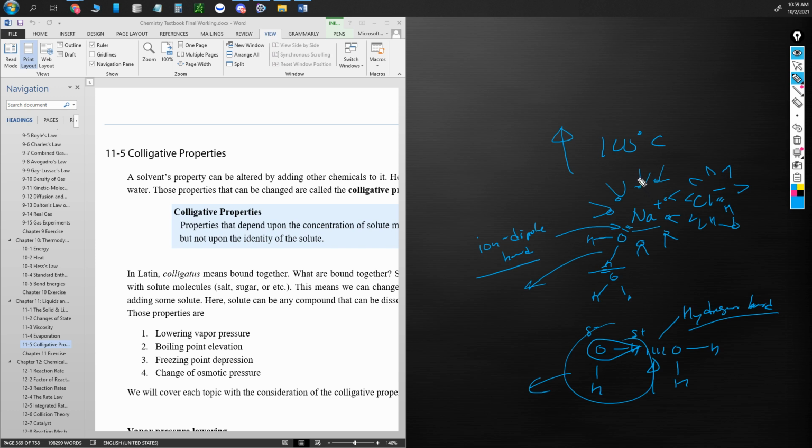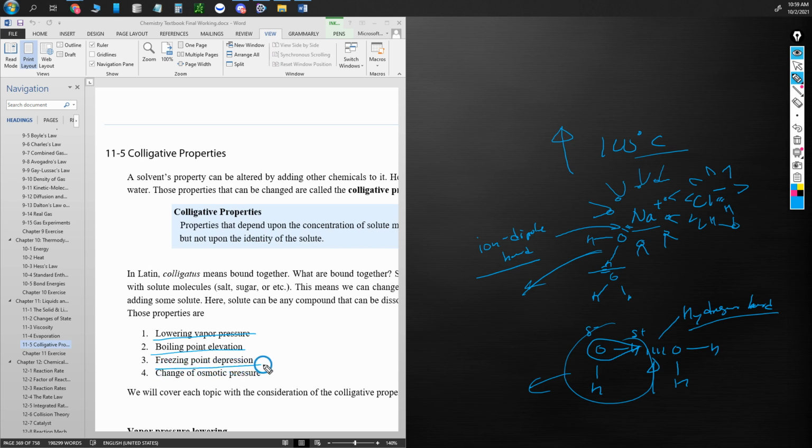So that affects not only that, it says lowering vapor pressure. Of course, what was vapor pressure? How much a substance is willing to evaporate. When you have a stronger bond, it will not evaporate as much. So it decreases the vapor pressure. Boiling point elevation, we talked about just now: because you have to break apart a higher bond, it requires a higher temperature to break apart.